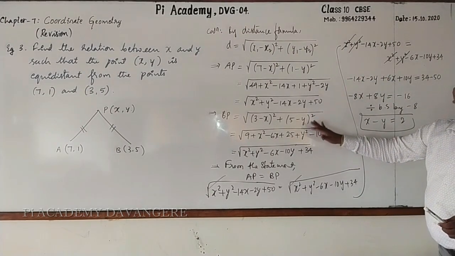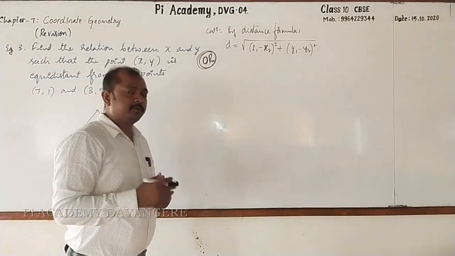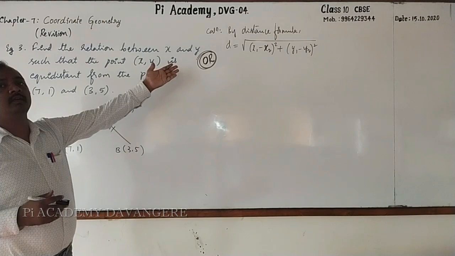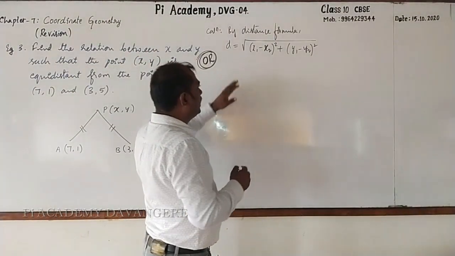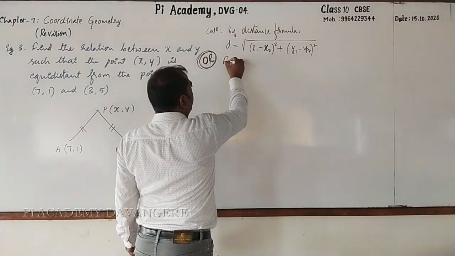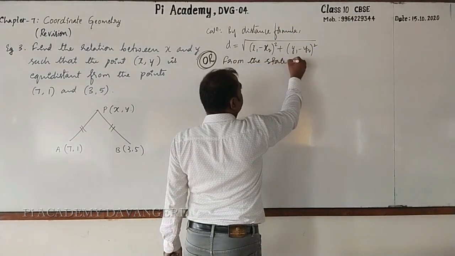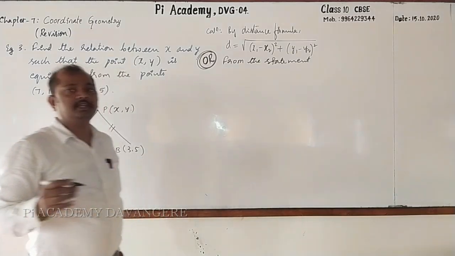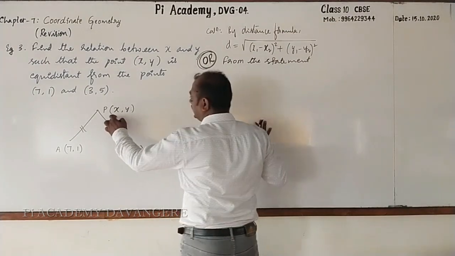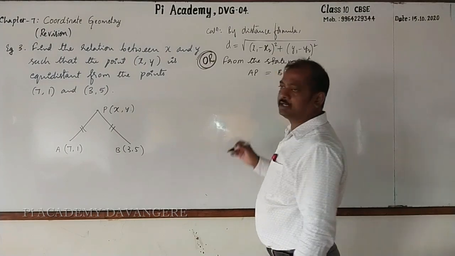This can also be solved in another method. I'll show you that. Before that, you just go for copy. Let me show you another method. We have already found out the relationship between x and y. What is that? X minus y equal to 2. In another method, we will go for using the given statement directly. That is, according to the given statement, P is equidistant from A and B. Hence, we can write AP equal to BP directly, right?